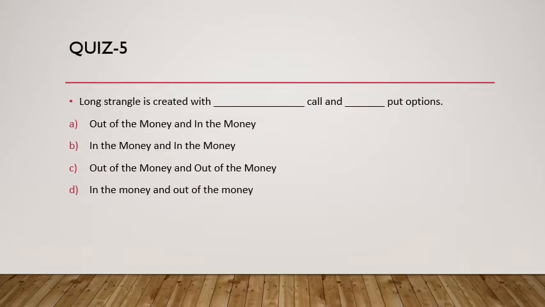The next question is about how a long strangle is created. Okay, so when you create a long strangle, you can create it with out of the money call and out of the money put options. It's a strategy where you are incurring a very small cost, which means if you are creating a strangle with out of the money options, the premium would be less. So you combine two things. One is the out of the money call, and second is the out of the money put. Both of them together will help you to create a long strangle.